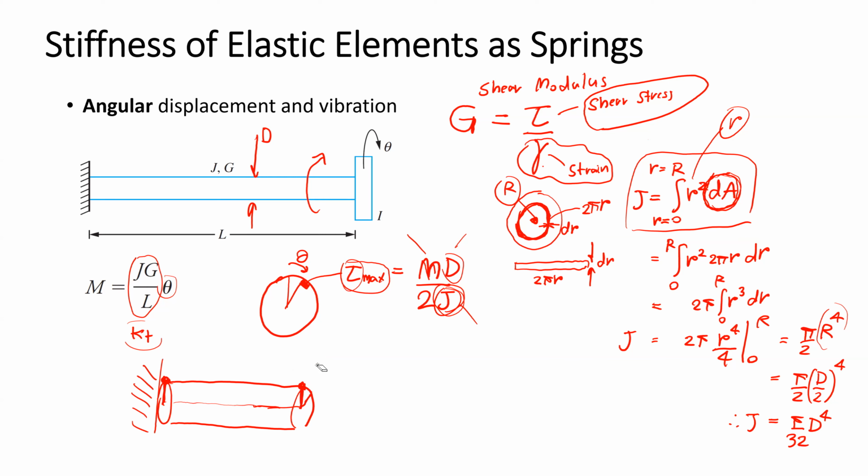But when it's subject to the moment, the rod deforms, and on another end of the rod, the point on the surface deviates by the angle theta.